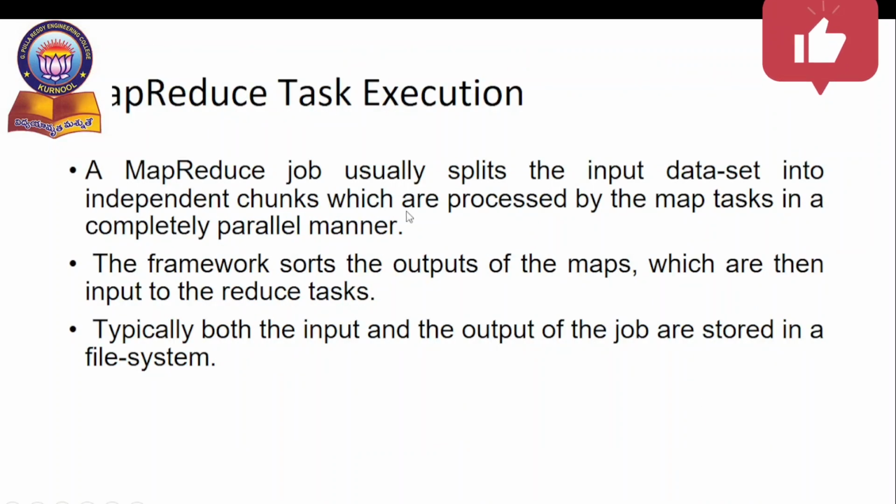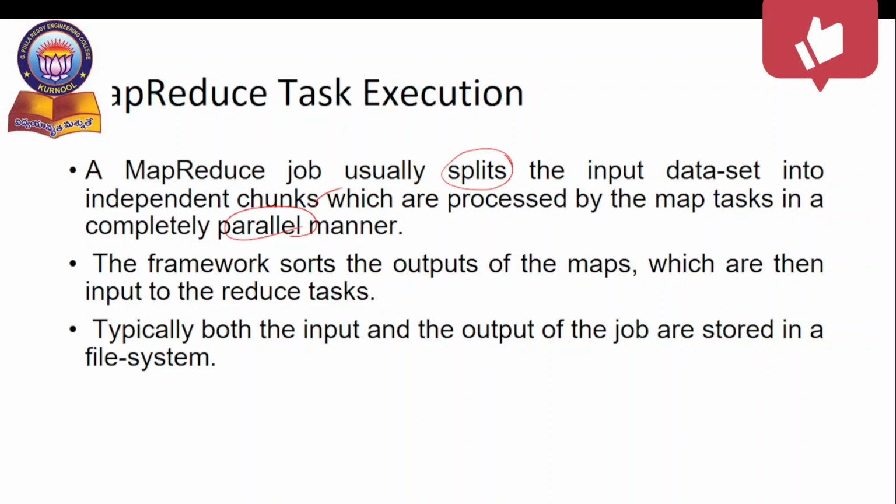Now map plus task execution. A MapReduce job usually splits the input data set into independent chunks which are processed by the map tasks in a completely parallel manner. As discussed, the data will be split into a number of input splits, which may be called independent chunks, which will be given to each and every map task in the cluster that needs to perform in a parallel manner. The framework sorts the outputs of the maps which are then input to the reducer task. So in that framework we have seen the shuffle and sort system.